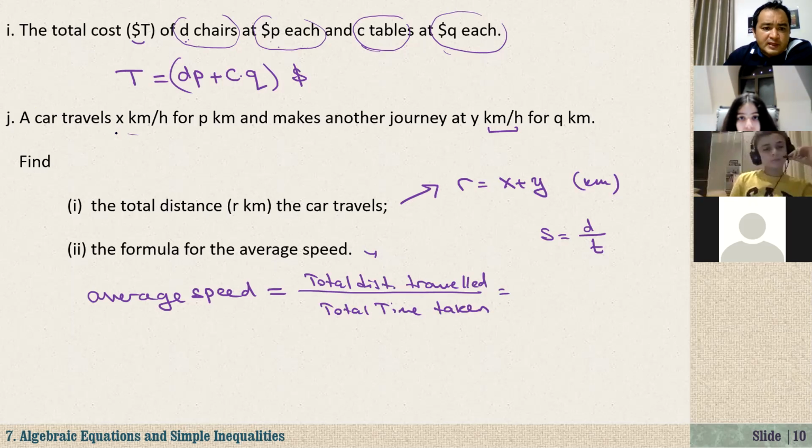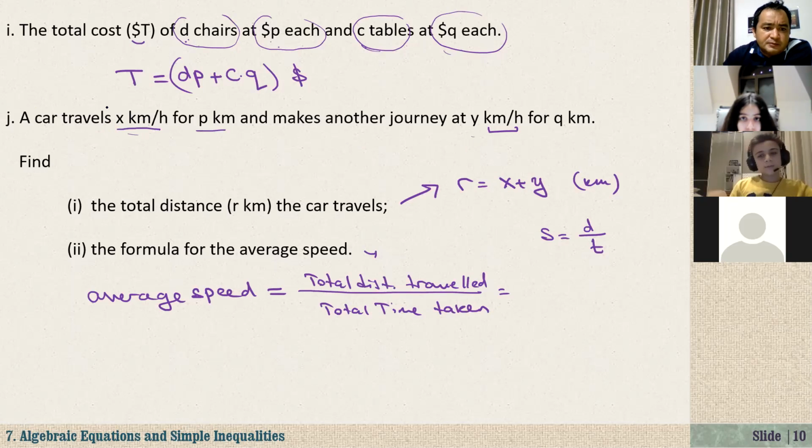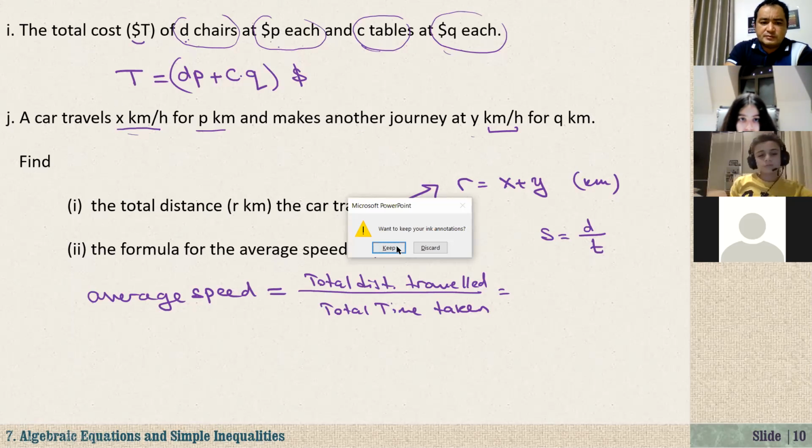Here, a car travels X kilometers per hour for P kilometers and makes another journey at Y. Actually, here "at" is missing. I will correct this. It should be: a car travels at X kilometers per hour for P kilometers and makes another journey. Let me just correct this immediately. Just a second.